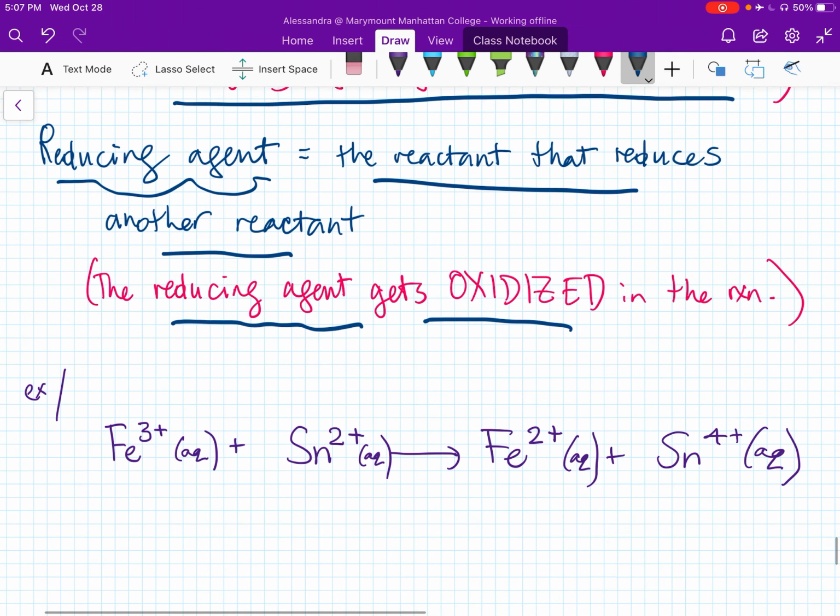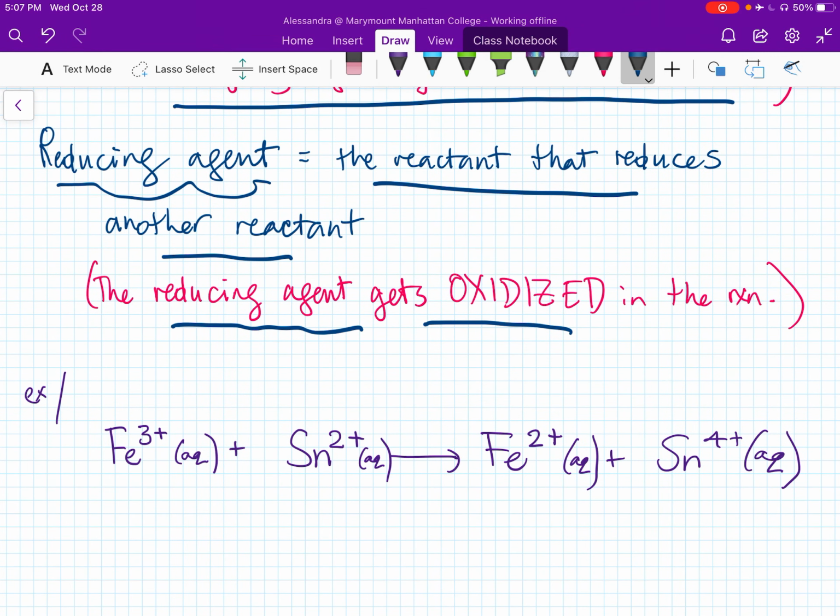Let's do an example. Let's look at this unbalanced redox reaction where Fe3+ reacts with Sn2+ to make Fe2+ and Sn4+. Sn is tin. So let's figure out how electrons are being transferred in this reaction. Here we have monoatomic ions. So for all of these ions here, their oxidation states are simply equal to the ion's charge. So we don't need to figure out any oxidation states here.